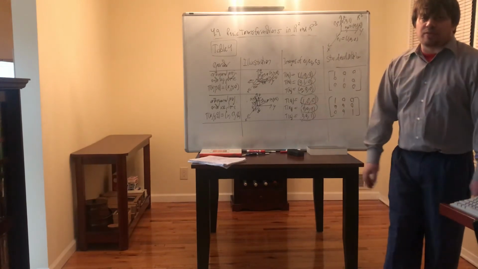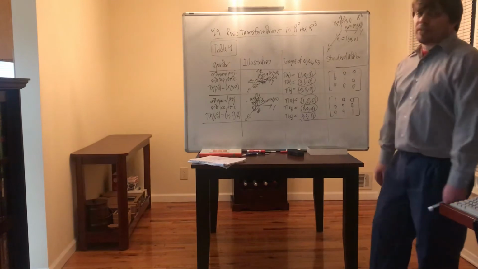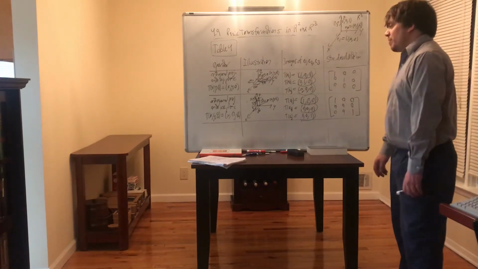Okay, so again, if you take 3-tuple x1, x2, x3 and left multiply it by that standard matrix, you'll get the vector x1, 0, x3.